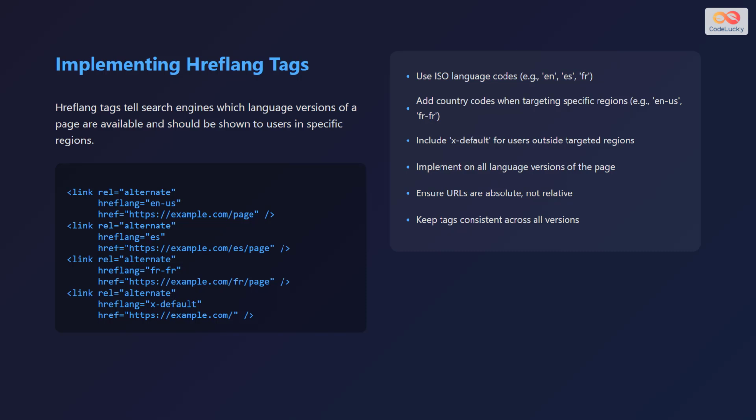Implement the Hreflang tags on all language versions of the page. Ensure that your URLs are absolute, rather than relative. And keep your tags consistent across all versions. By following these guidelines, you can effectively use Hreflang tags to improve your international SEO.